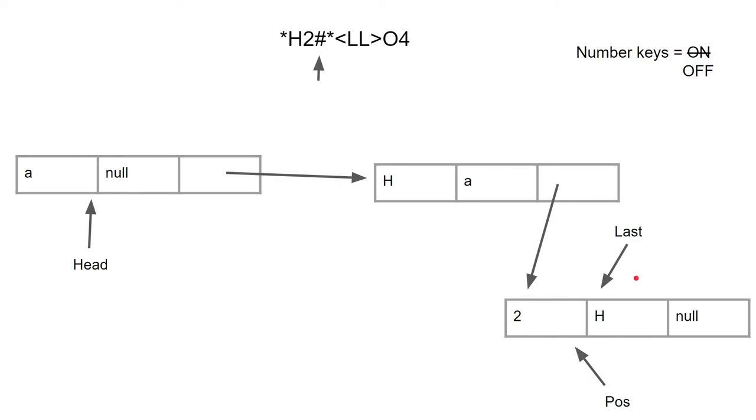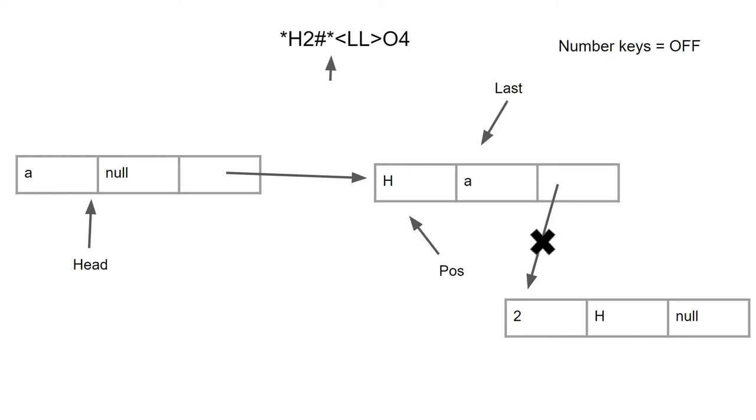Now we encountered a hash. Hash means if it is on, we'll make it off. If it was off, then we'll make it on. So here we revert the number key and make it off. Let's move forward. Now we encounter a star. Star means deleting the node.